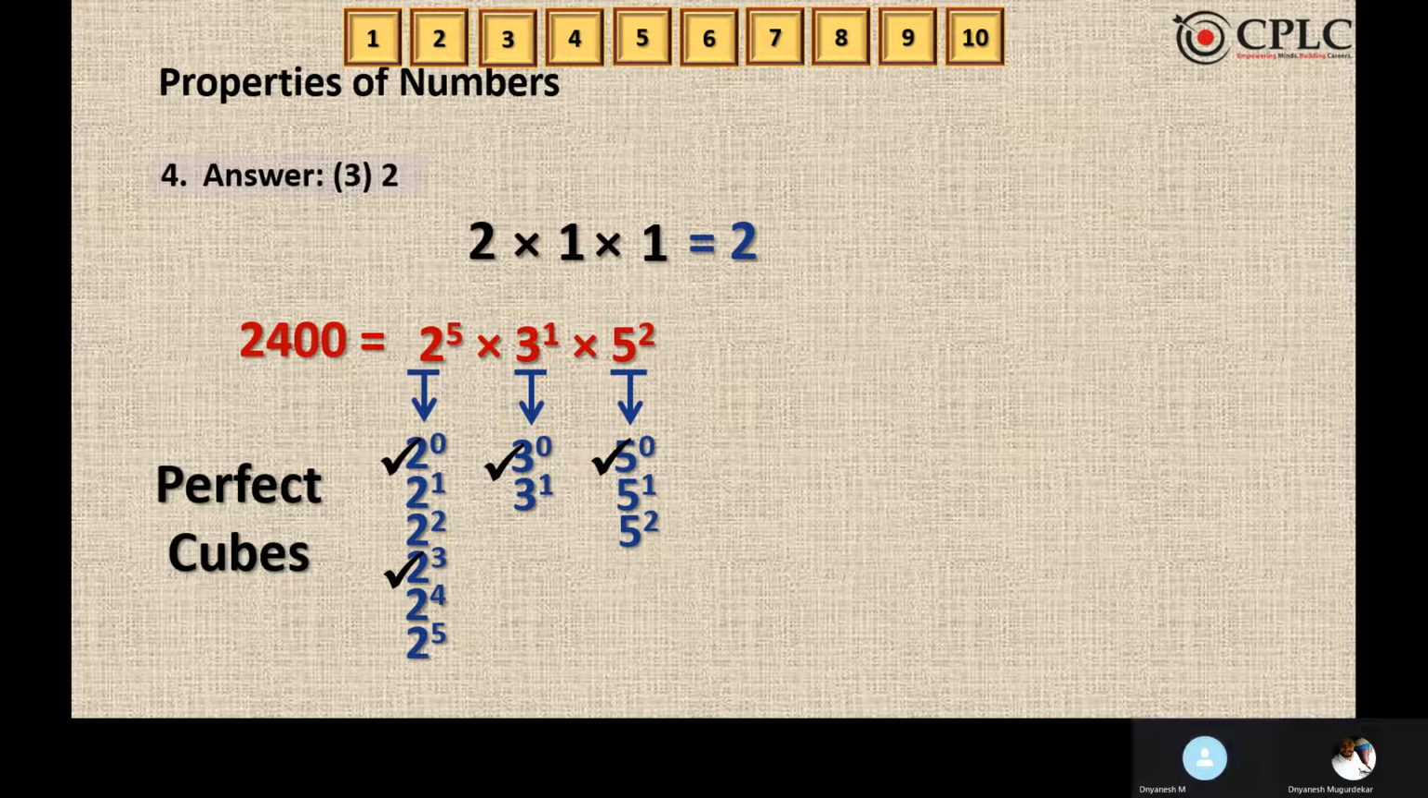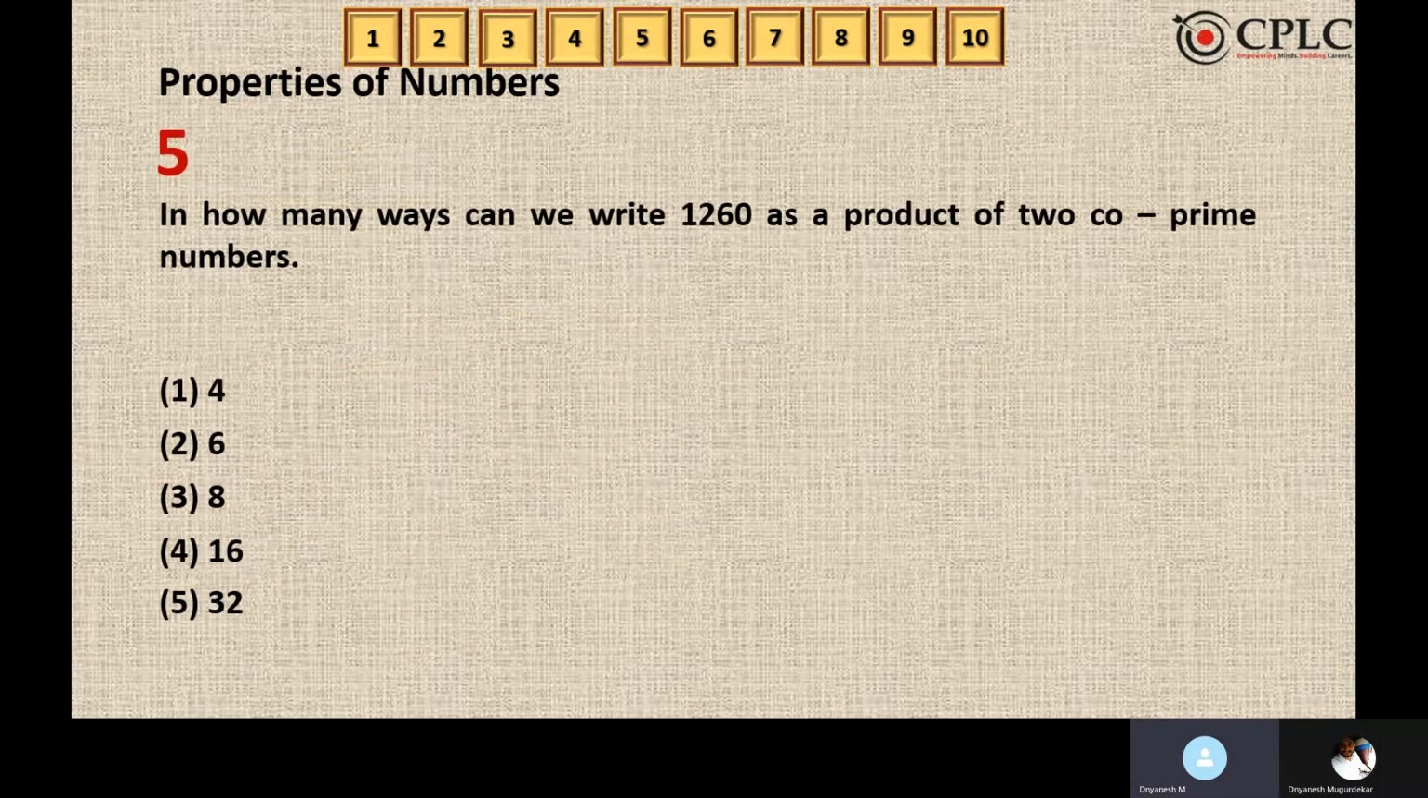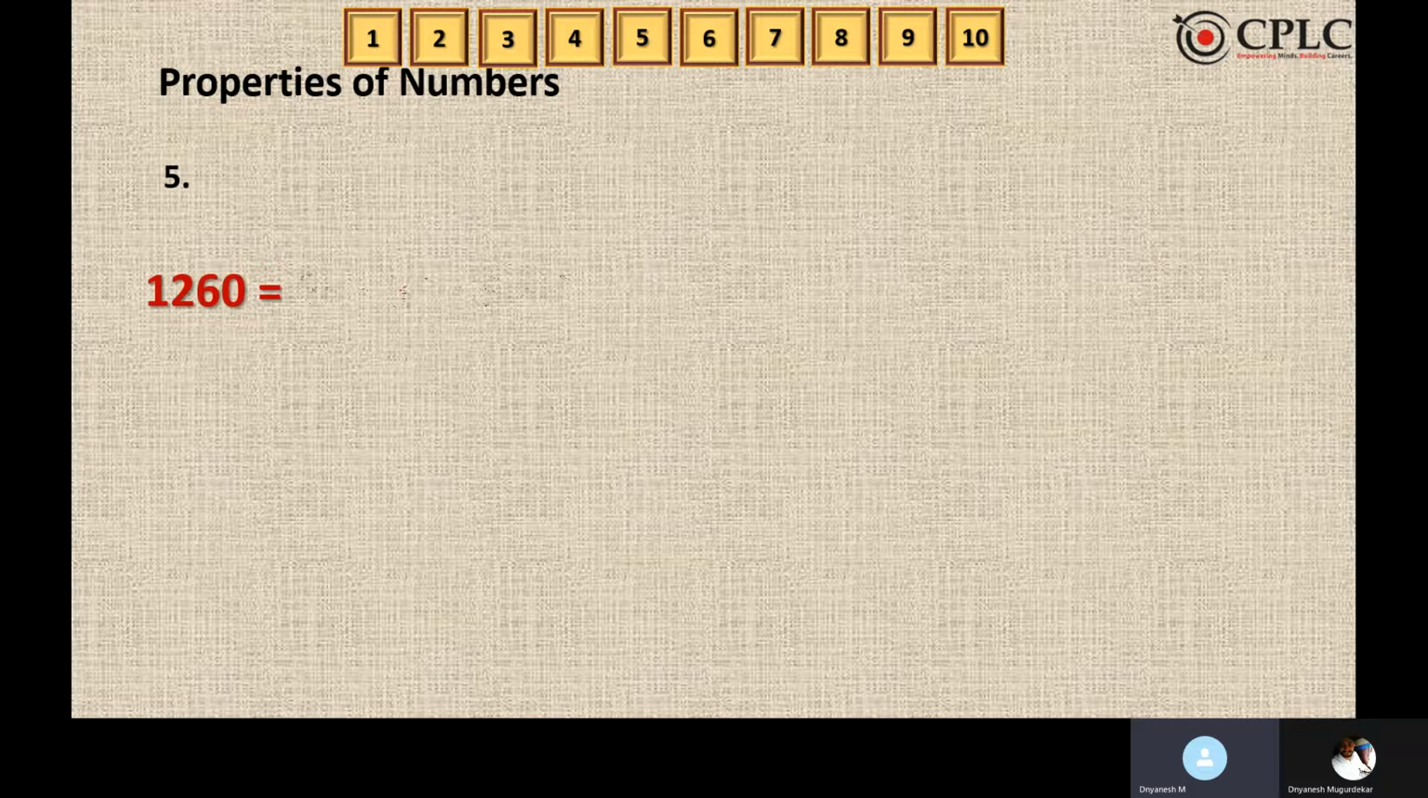Fifth one, how many ways can we write 1260 as a product of co-prime numbers? So you'll need to prime factorize that. Once you prime factorize 1260, you will get 2 raised to 2, 3 raised to 2, 5 raised to 1, 7 raised to 1. Now you just need to make the groups that are co-prime. Co-prime numbers are numbers which have only one common factor between them.